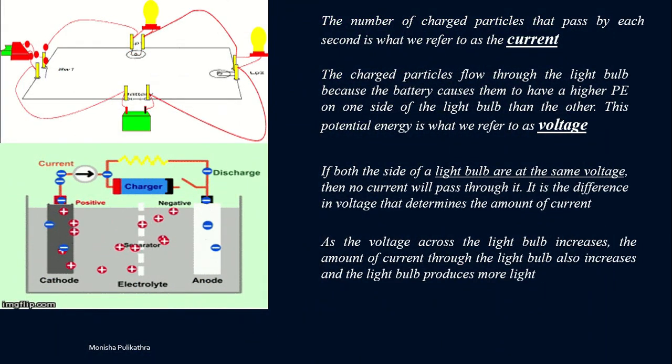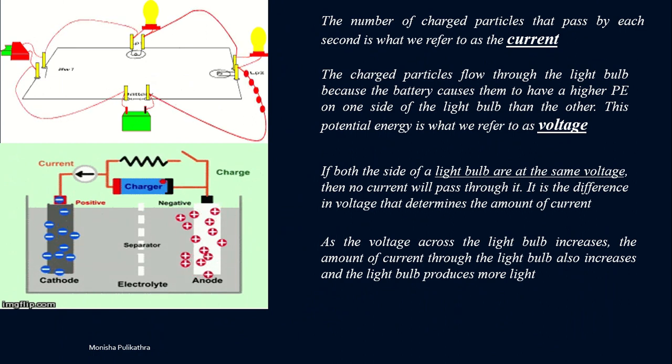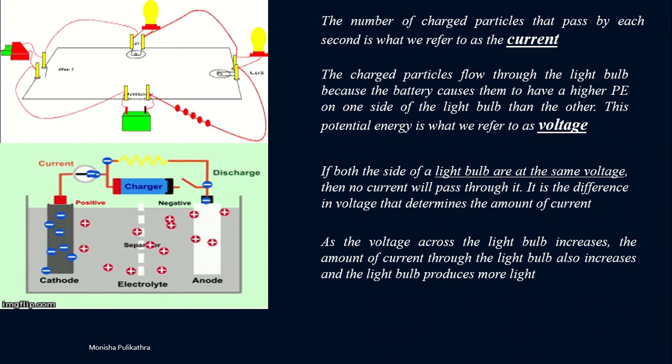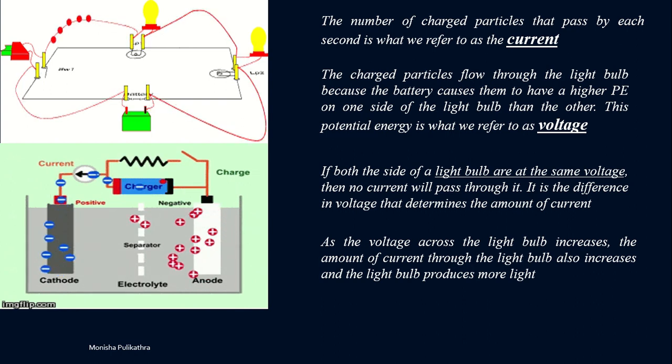So the number of charged particles that pass by each second is what we refer to as current. You can see in the first diagram how the electrons are moving each second. So the number of charged particles that pass by each second is what we refer to as current.